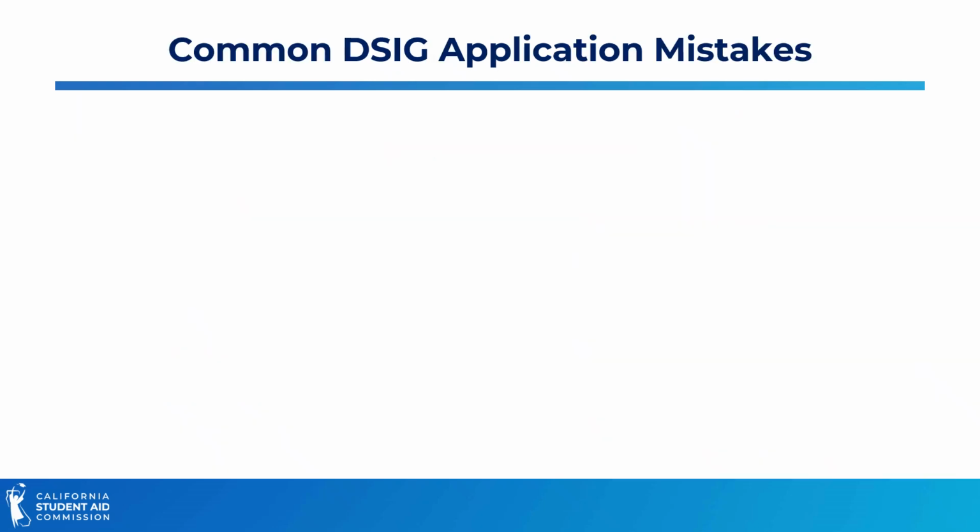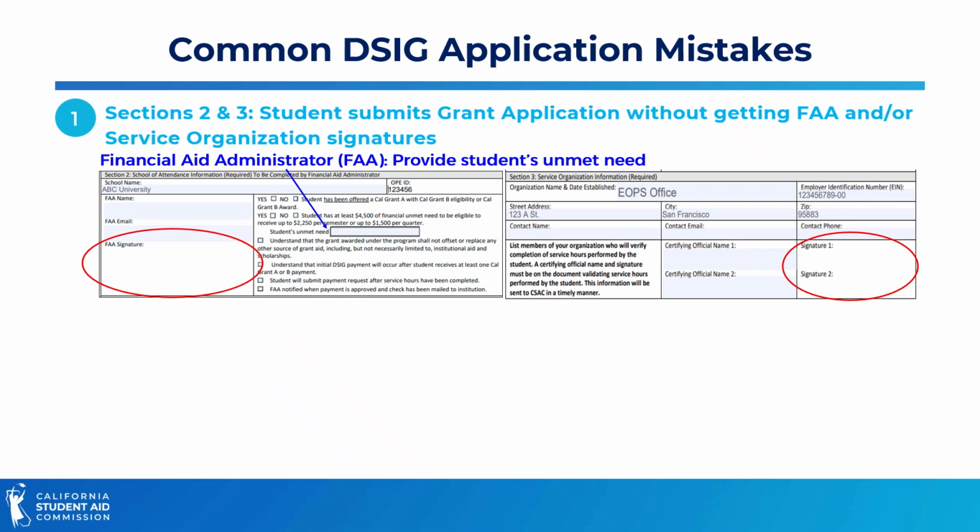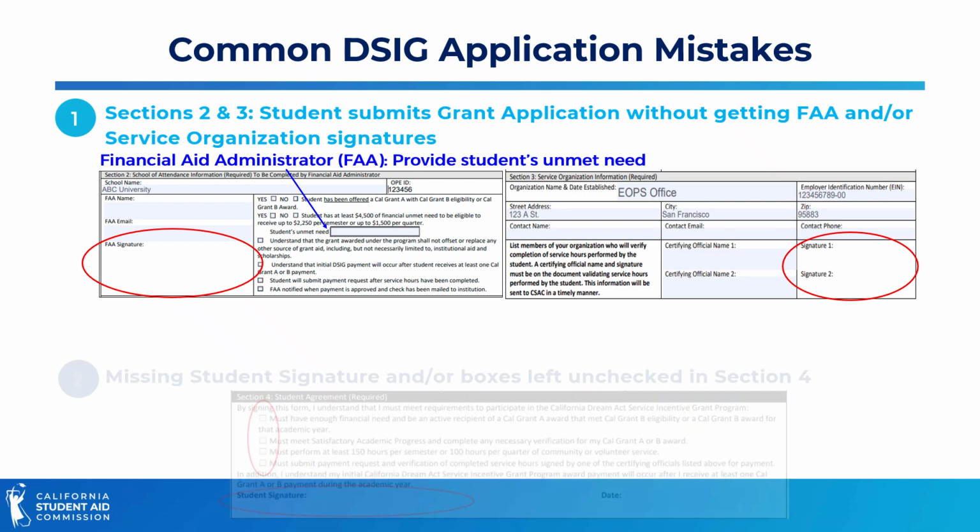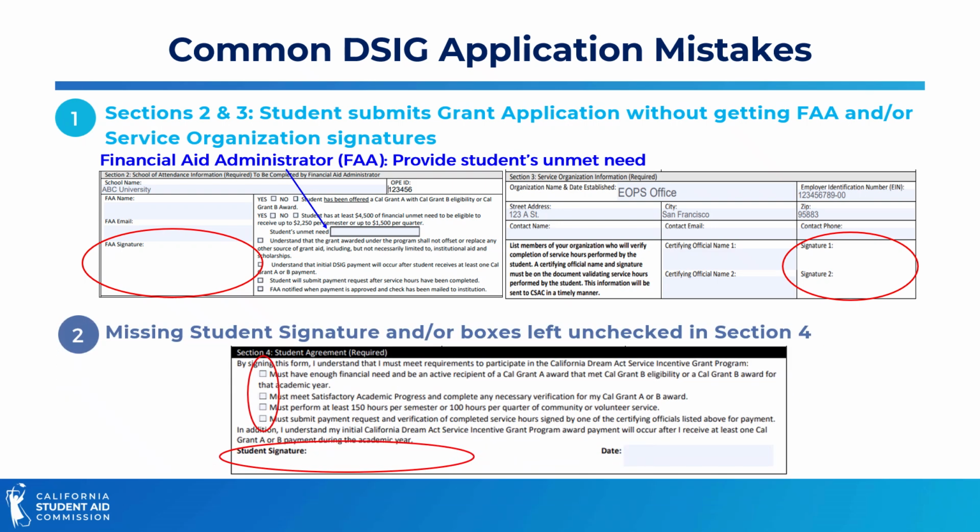Here are a few common DSIG application mistakes. First, students will sometimes only complete Section 1, or they may provide some information in Sections 2 and 3, but do not obtain the necessary signatures from the financial aid administrator or the certifying official. Second, the student agreement boxes in Section 4 are left unchecked and/or the student doesn't sign the application.